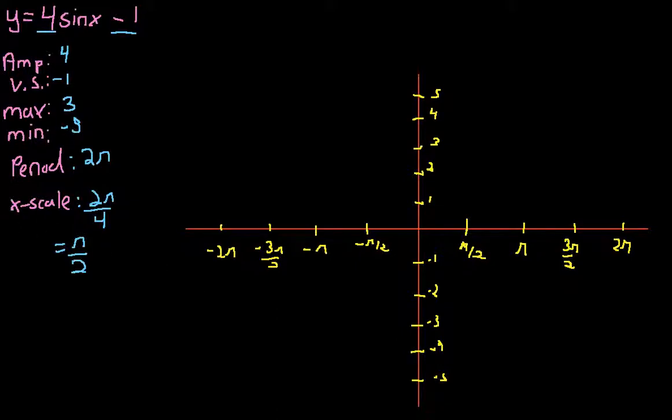Okay. So as we described before, the next thing we have to do is do these little dotted lines where our max is, where our min is, and where our vertical shift is. Since our max is at 3, I'm going to do a horizontal dotted line all the way across here. Trying to keep this as horizontal as possible.